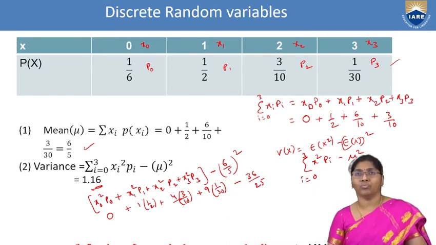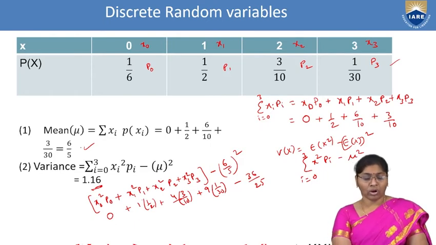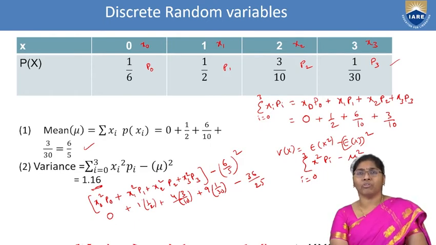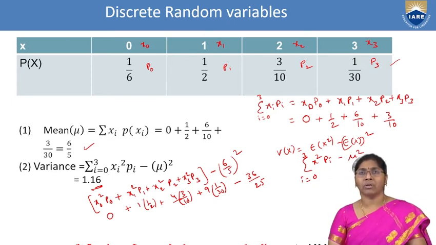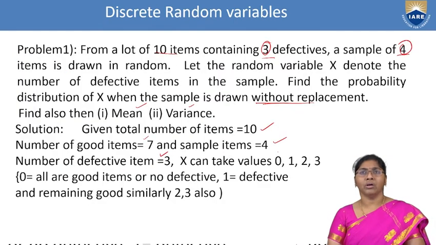Here, this is not between 0 and 1. Mean and variance are different. The probability always lies between 0 and 1, but the mean and variance are not fixed within that range. Only the probability value is fixed between 0 and 1, not the rest. The mean value is 6 by 5 and the variance is 1.16. That's all. This is how to calculate the mean and variance based on the given data.